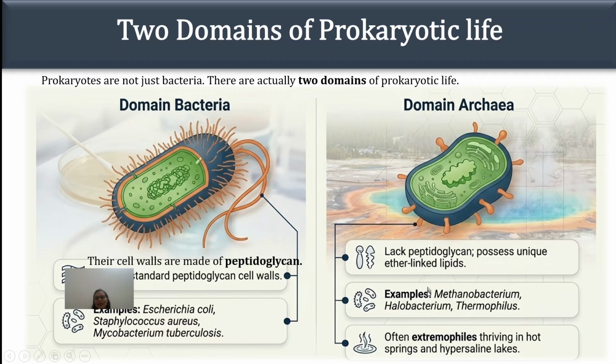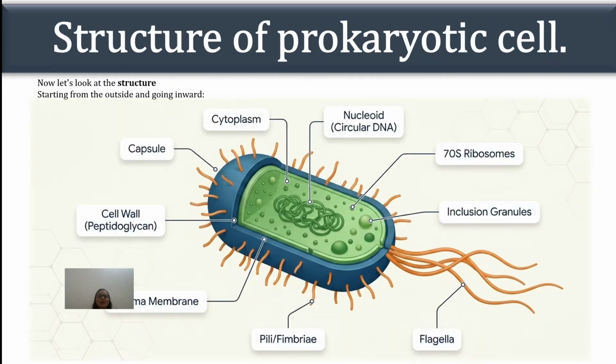In domain archaea, examples are Methanobacterium, Halobacterium and Thermophilus, organisms which live in very extreme conditions like high salt, high temperature and low pH. These organisms exist in very extreme environmental conditions. So these are the domain archaea. And this is the structure of the prokaryotic cell.